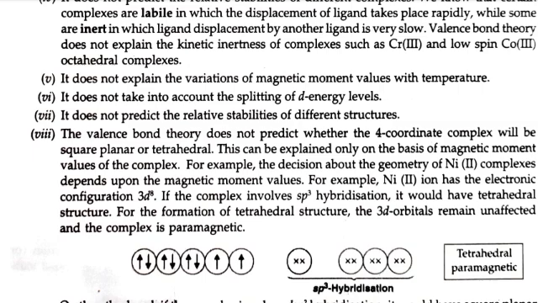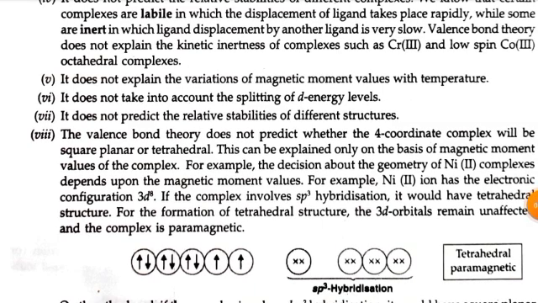The VBT does not predict whether a 4-coordinate complex will be square planar or tetrahedral. This can be explained only on the basis of magnetic moment values of the complex. For example, the decision about the geometry of nickel(II) complexes depends upon the magnetic moment values. Nickel(II) ion has the electronic configuration 3d8. If the complex involves sp3 hybridization, it would have a tetrahedral structure.